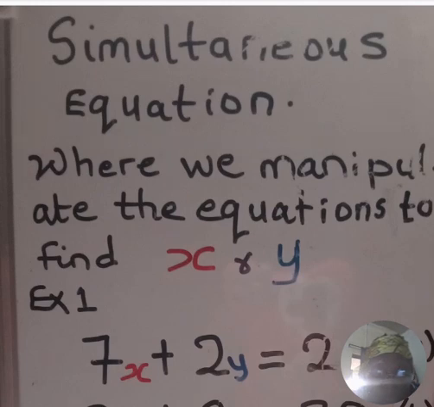So here we have a simultaneous equation to solve. This is where we manipulate the equations to find the unknowns. In this case, the unknowns are x and y. For example, look at this equation here.